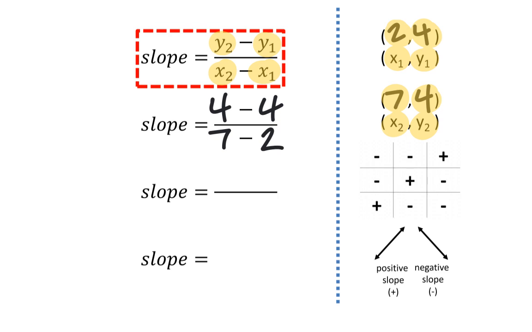We can now simplify. 4 subtract 4 is equal to 0, and 7 subtract 2 is equal to 5. 0 over 5 is the same thing as 0 divided by 5, which becomes 0. Therefore, the slope of this horizontal line is 0.